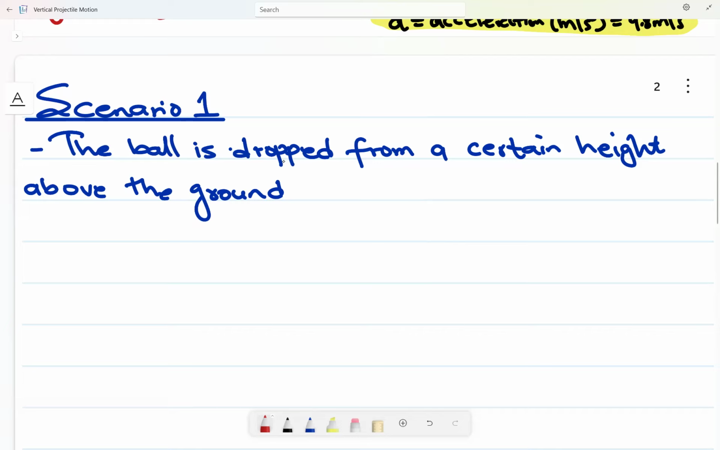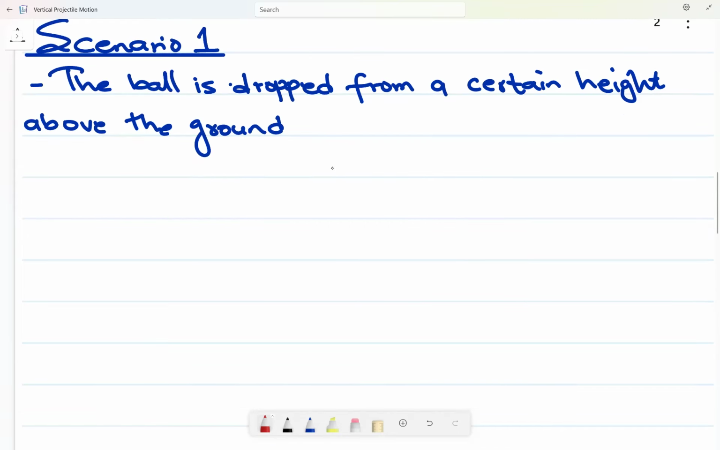And another thing, you should be in a position of knowing how to draw the trajectory. What do I mean by the trajectory? The path that is taken. First things first, this is a keyword: dropped. When something is dropped, it means its initial velocity is 0 meters per second. It was not thrown downwards. It is rather dropped.